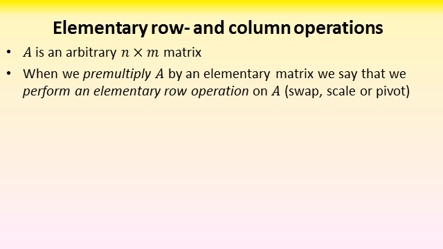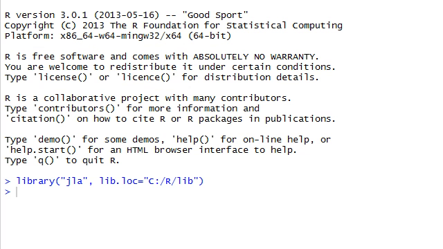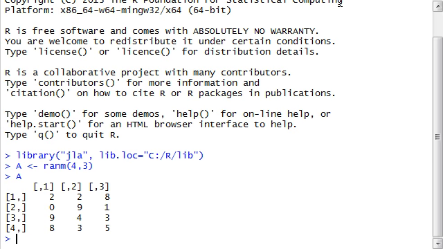So there are three elementary row operations that we can perform on a matrix. Swap two rows, scale a row, and pivot a row. That is, add a multiple of one row to another. If you post multiply a matrix A by an elementary matrix, we say that we perform an elementary column operation on A. It's not hard to understand why they are called elementary row and column operations.